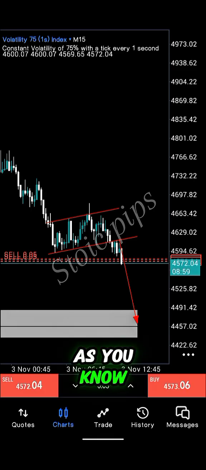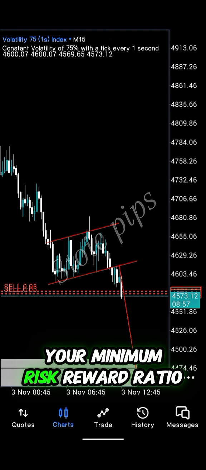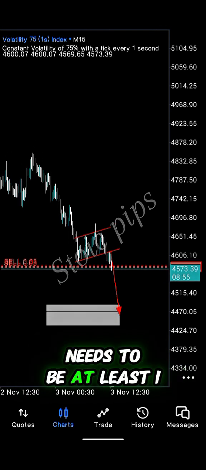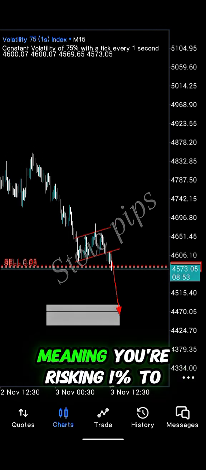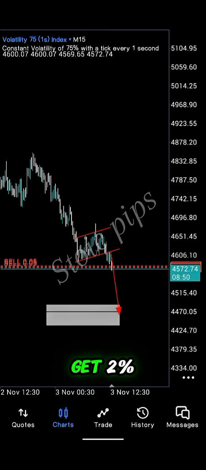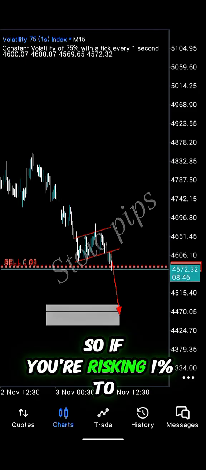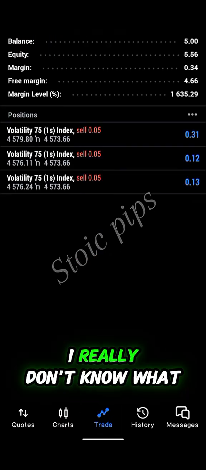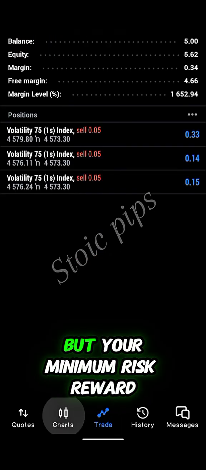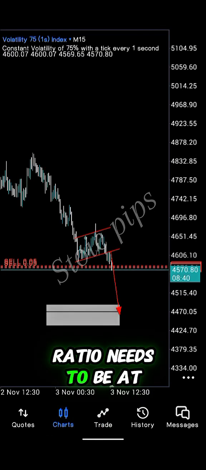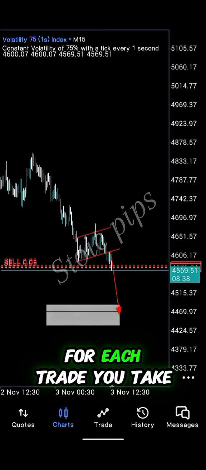So as you know, your minimum risk reward ratio needs to be at least 1 to 2, meaning you're risking 1% to get 2%. So if you're risking 1% to get 1%, I really don't know what you're trying to do, but your minimum risk reward ratio needs to be at least 1 to 2 for each trade you take. A few moments later.